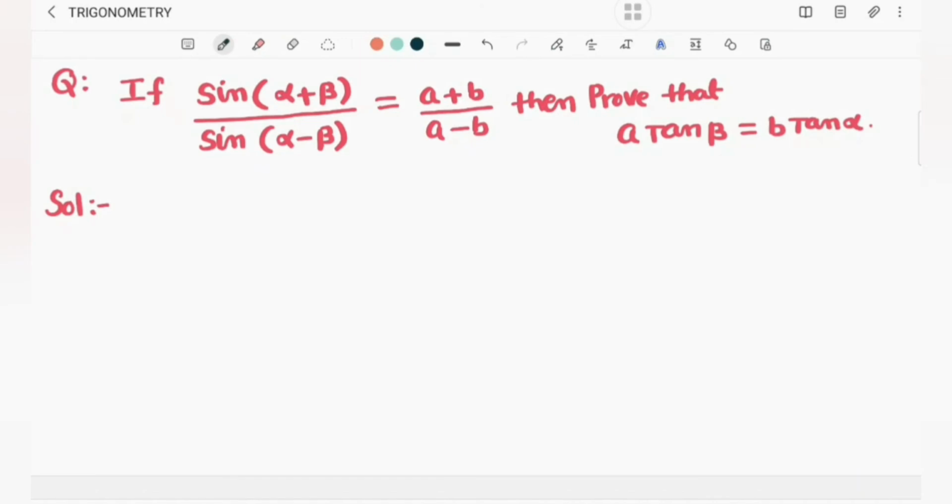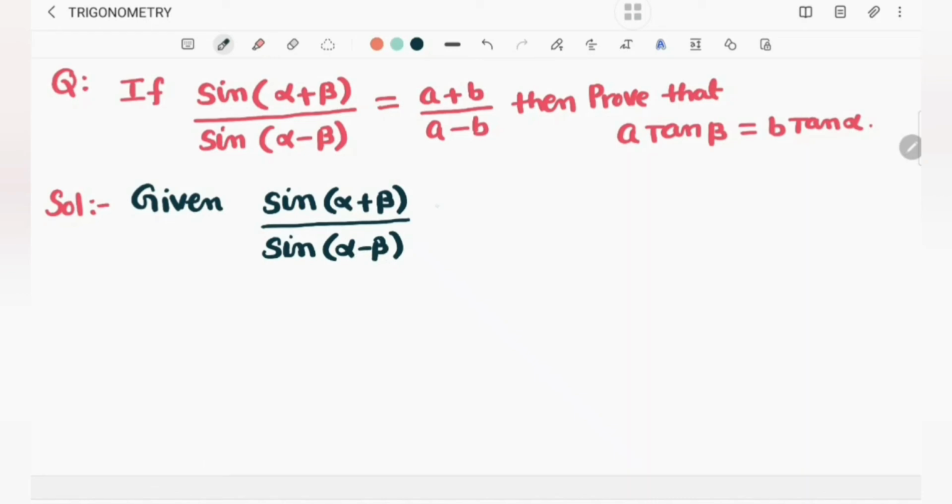Next question. If sin of alpha plus beta by sin of alpha minus beta is equal to a plus b by a minus b, then prove that a tan beta equal to b tan alpha. So first, what you have to do is write the given step, whatever is given. So given sin of alpha plus beta divided by sin of alpha minus beta is equal to a plus b by a minus b.